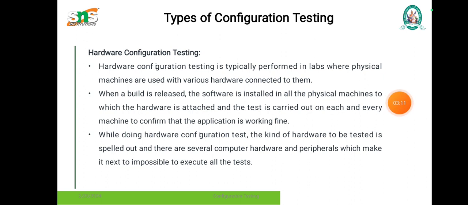While doing hardware configuration testing, the kind of hardware to be tested is spelled out, as there are several computer hardware and peripherals which make it next to impossible to execute all the tests. So this is hardware configuration testing.